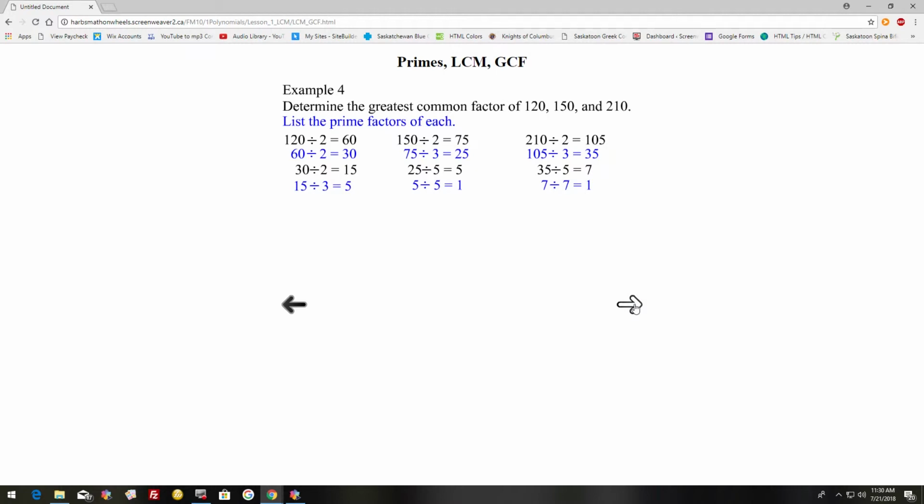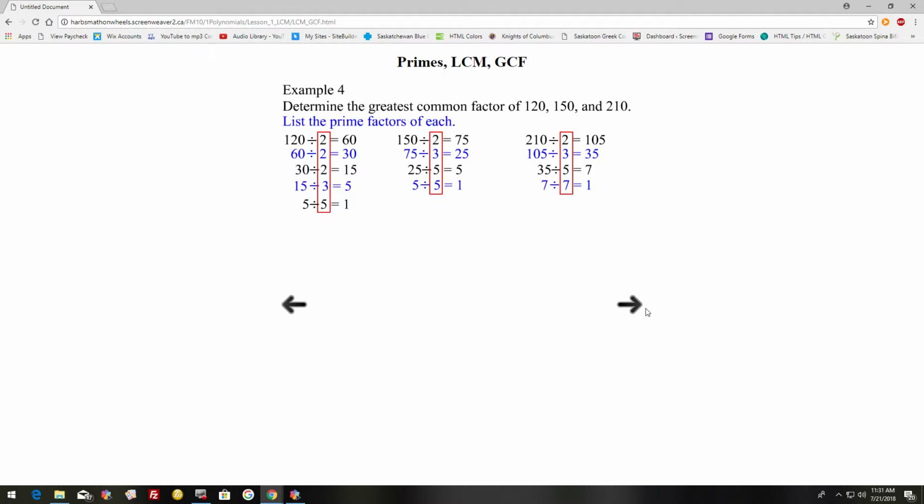We can now square up with our prime factors of 210 and 150. For 210, we've got 2, 3, 5, and 7. For 150, we have 2, 3, 5, and 5. We can go a little bit further with the 120 primes by dividing 5 divided by 5 to get 1. Now we have our prime factors for 120, 2, 2, 2, 3, and 5.